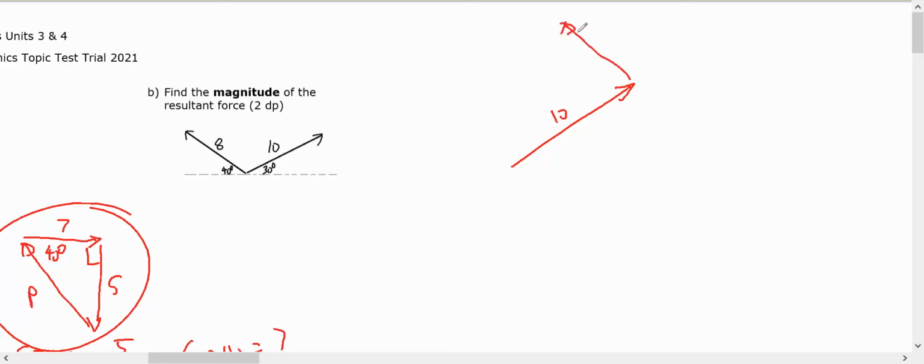In the second part of the question, however, I have my 10 and I've added an 8. Therefore, this is my resultant force. And you need to find the magnitude of that resultant force.